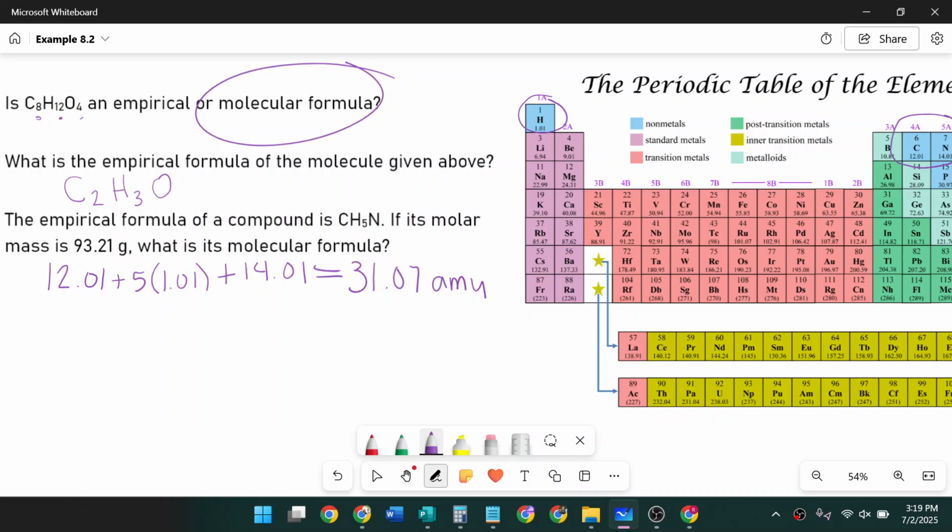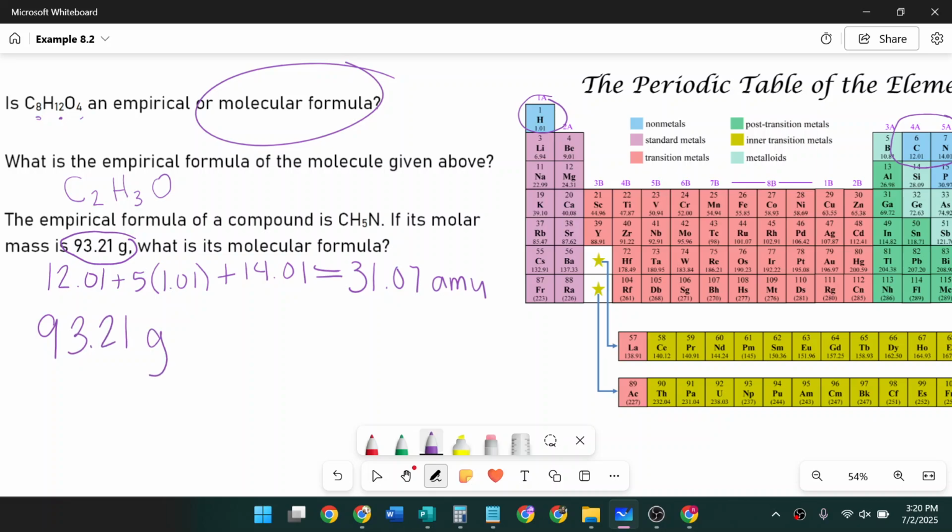But that's not the molar mass that we were looking for. They told us that the molar mass was 93.21 grams, which means that the molar mass is bigger than what we have. So we know that each of these atoms actually has some multiple more. So we start with the mass that they gave us. This is the true molar mass, 93.21 grams.